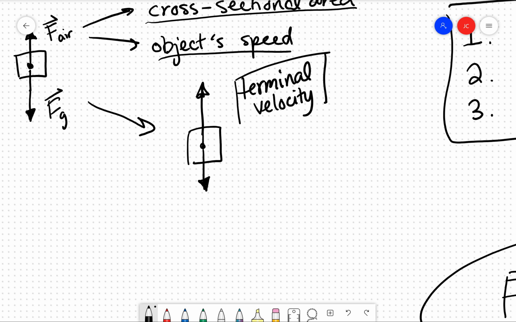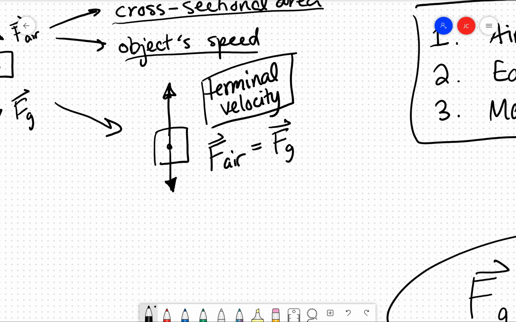Terminal velocity is this very specific point at which the force of air equals the force of gravity. And at this point, when these arrows are equal, we suddenly have no acceleration. Remember Newton's first law that says if there is no imbalance in forces, then the object is just going to stay at a constant velocity. And so when these things equal each other and the net force is therefore zero, this object is just going to keep moving at a steady velocity, and that velocity is called terminal velocity.